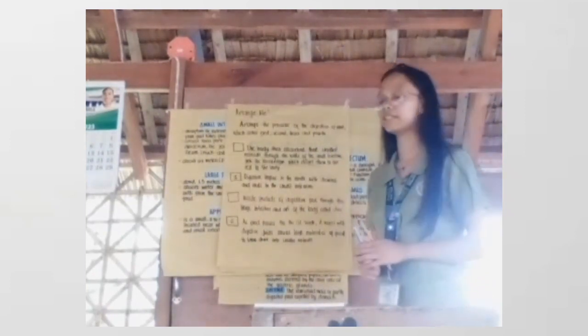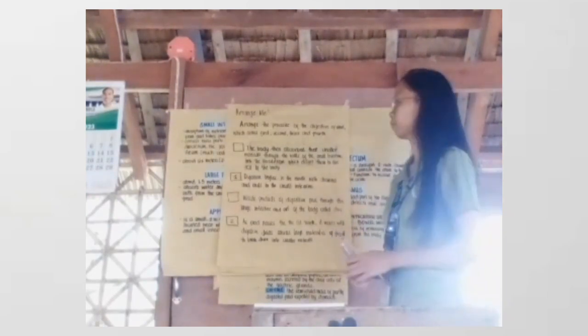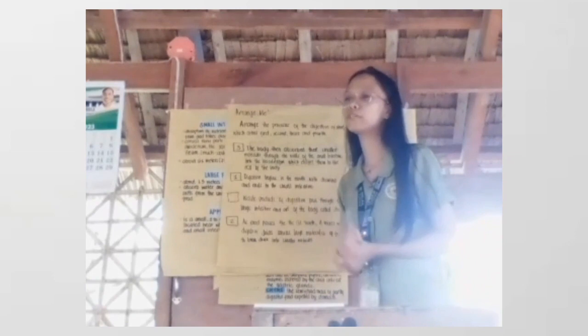How about the third process? Oh, yes, Marvin. The third process in the digestive system is the body absorbs the smaller molecules through the walls of the small intestine into the bloodstream, which delivers them to the rest of the body. Okay, you got it correct. How about the last, the fourth process?